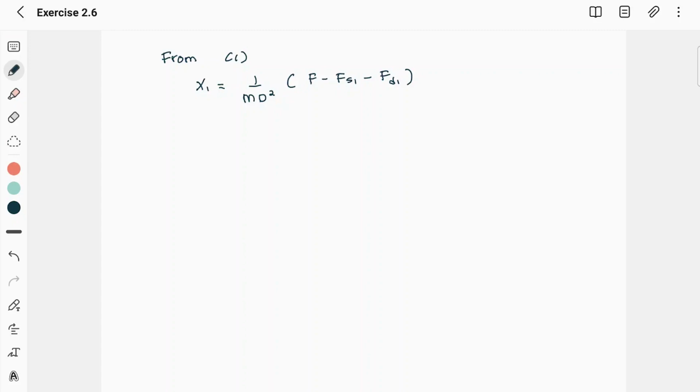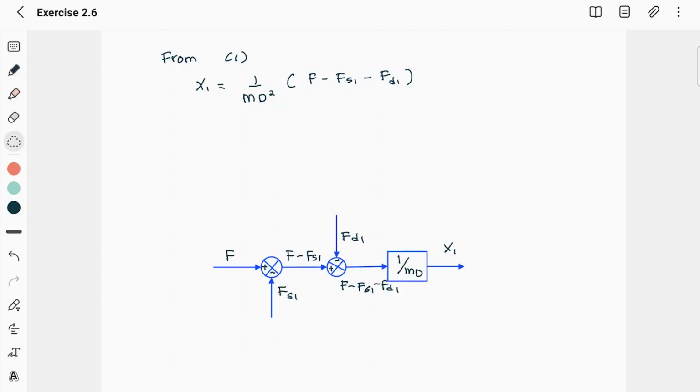From equation 1, we rewrite the equation to become x1 equal to 1 over m d square times f minus Fs1 minus Fd1. Using this equation, we draw the block diagram. In this block diagram, I separate the summation point into 2 points. The first summation point contains 2 input arrows, which is f minus Fs1 and also minus Fd1.